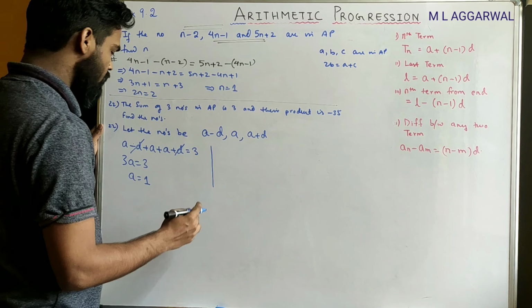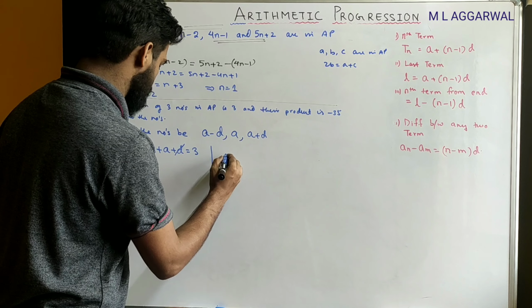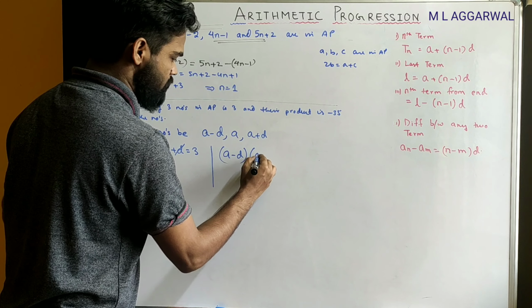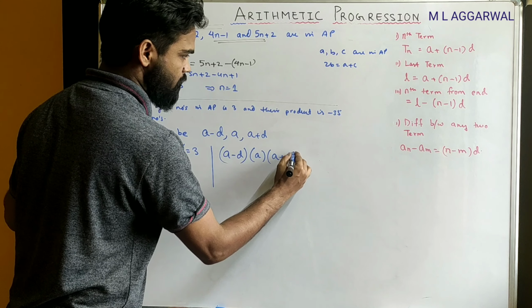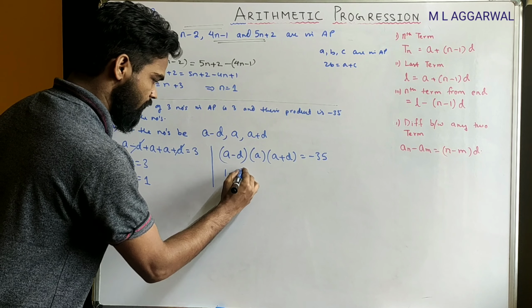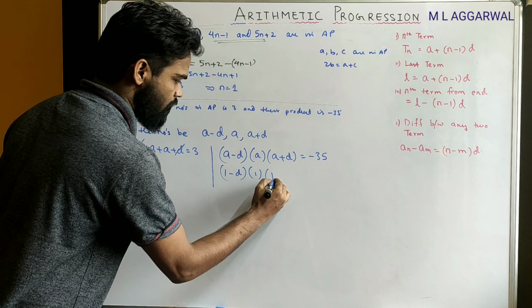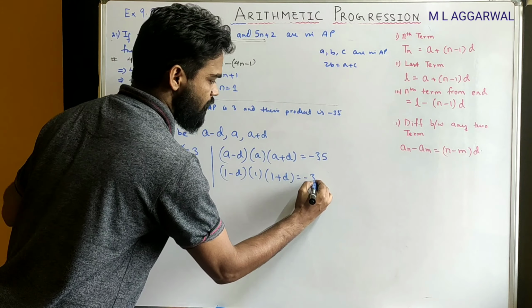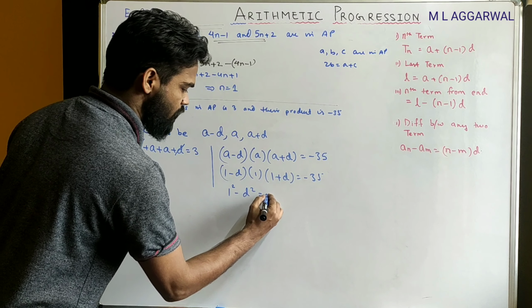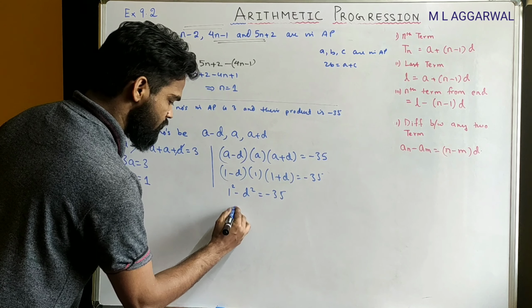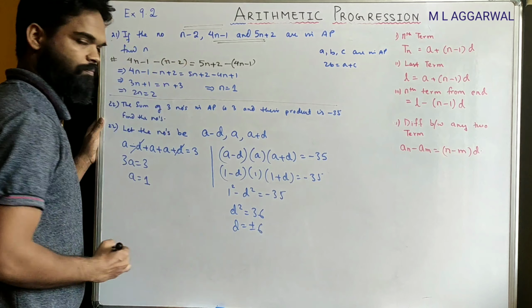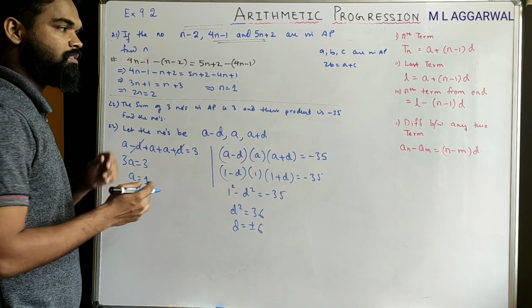Done. Now, the product is minus 35. This is a minus d, a and a plus d. That will be minus 35. Put the value: 1 minus d, 1 plus d is equal to minus 35. Now a minus b times a plus b is a square minus b square, so 1 minus d square is minus 35, which means d square will be 36, which means d will be plus minus 6. So we'll have 2 sets of answers.